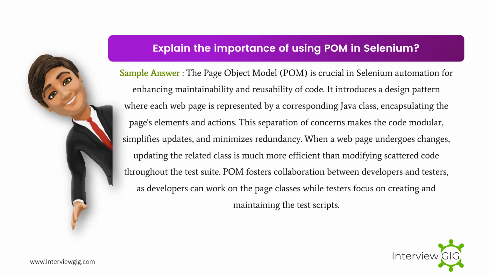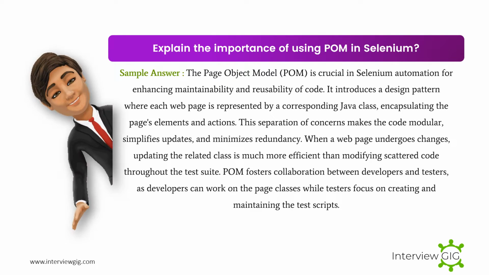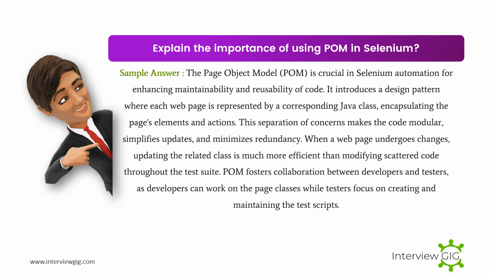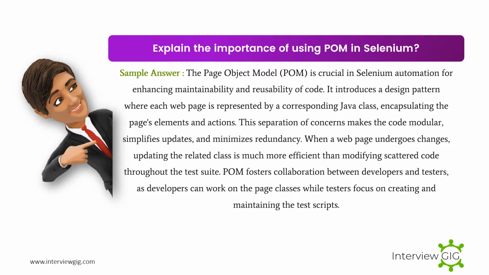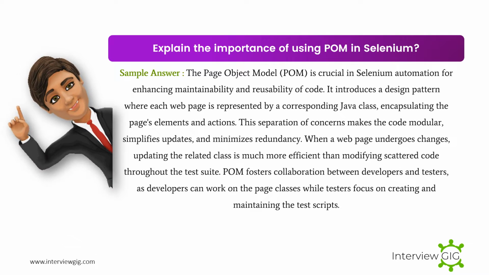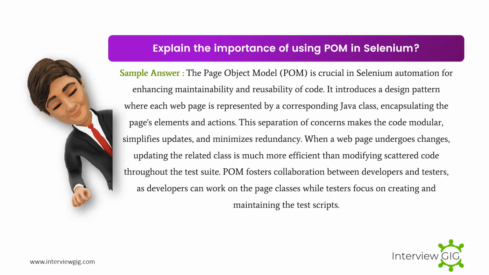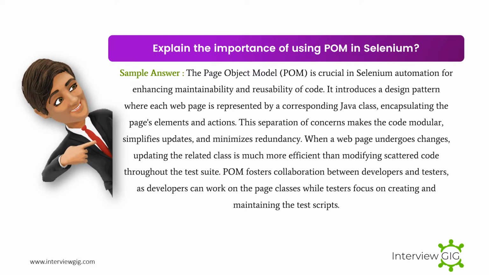Explain the importance of using POM in Selenium. The page object model, POM, is crucial in Selenium automation for enhancing maintainability and reusability of code. It introduces a design pattern where each web page is represented by a corresponding Java class, encapsulating the page's elements and actions. This separation of concerns makes the code modular, simplifies updates, and minimizes redundancy.